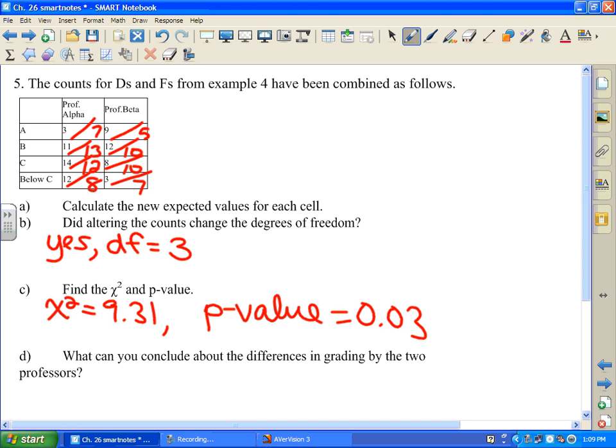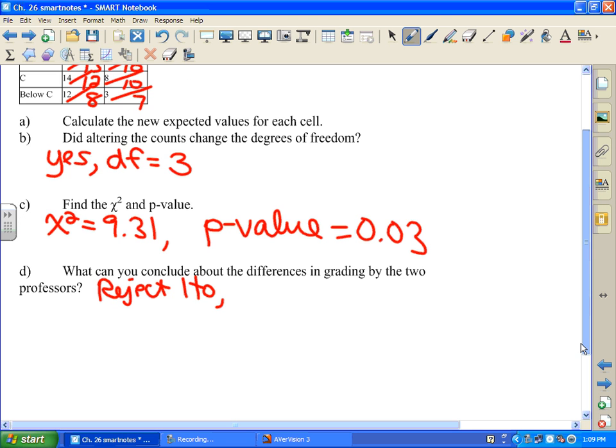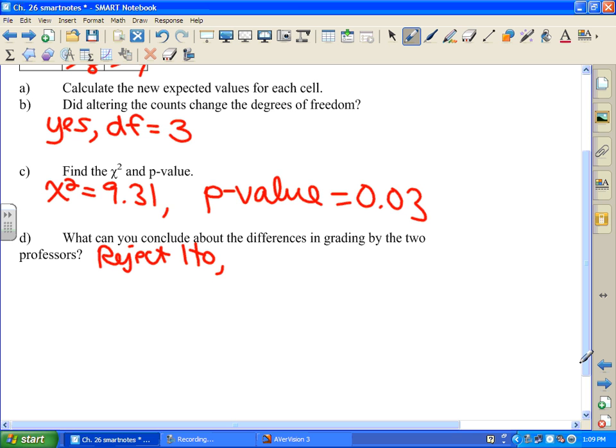Yeah, so we are rejecting the null hypothesis. Do we have to specify which alpha level we use? We'll just stick with 0.05 unless it says differently. Reject the null hypothesis, so there is evidence. You can either say there's evidence that there's a difference in the grade distributions, or there's evidence that one of the professors is an easier grader.